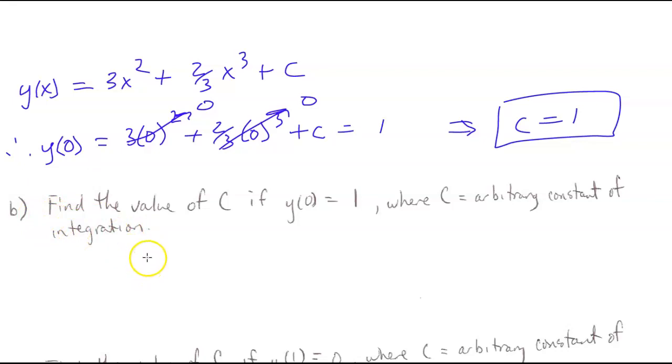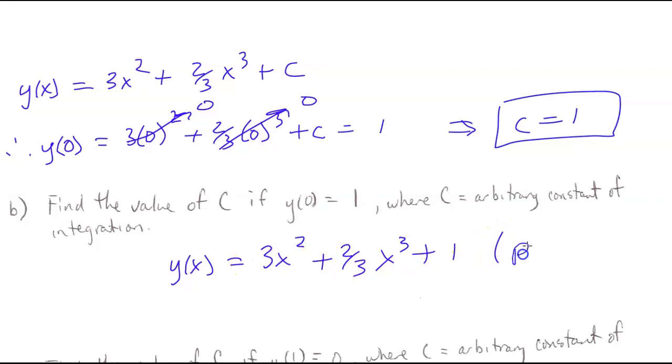So what we would know in this case then is that c is equal to 1, and if we wanted to know what the actual function was as a result, even though the question doesn't ask for this, I'm just going to give this information anyway. Then what this would be is the particular solution for this differential equation given this piece of information about the actual solution.